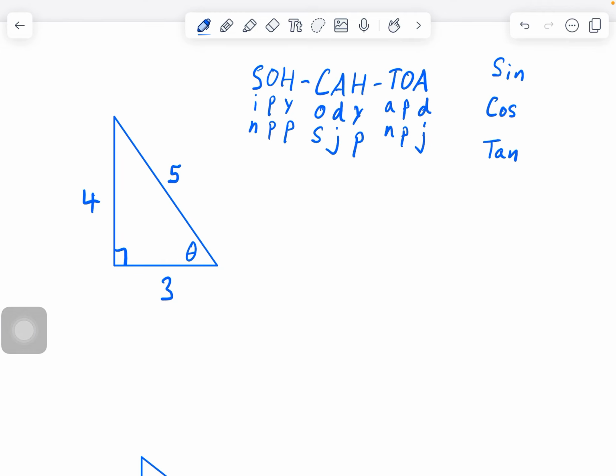So to label the sides, because we have opposite, adjacent, excuse me, and hypotenuse, the side across from the angle that it doesn't touch, we call that the opposite side. The side next to the angle is the adjacent side, because the word adjacent means next to. And then the side across from the right angle is what we call the hypotenuse. This side always has to be the biggest side.